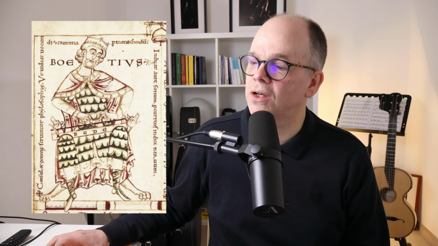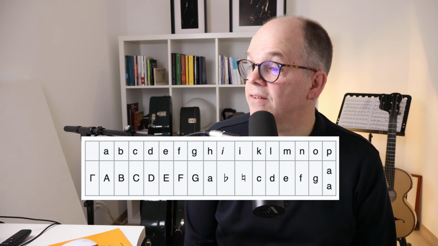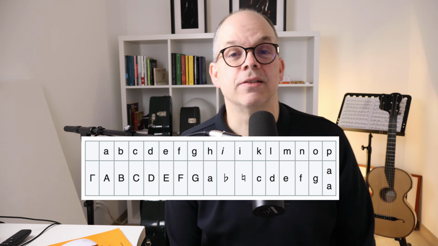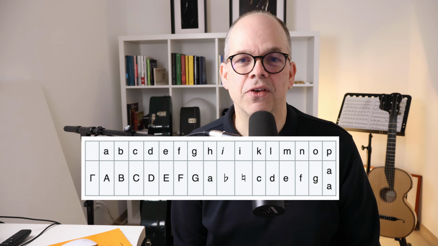How were notes named in history? Let's look at Anicius Manlius Severinus Boethius, a philosopher of antique Rome. He lived between 480 and 526 and was more a philosopher. Music was one of the seven arts, and so he treated music from that point of view. The notes were A, B, C, D, E, F, G, H, I, K, L, M, N, O, P. So actually he just followed the alphabet, and when he finished the letters of the alphabet for the notes, he just began again with A, B, C, D, E.